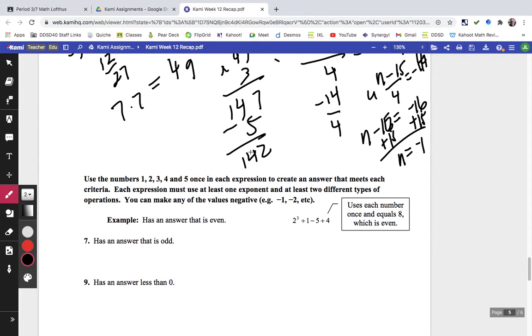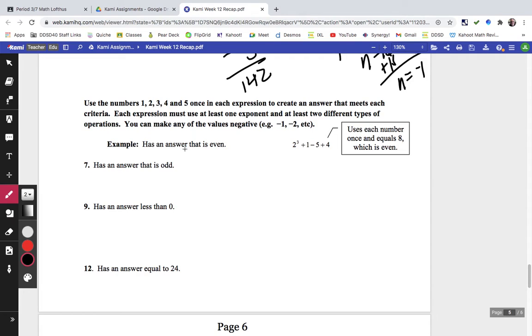Nope, it did not. All right, so we want to use 1, 2, 3, 4, and 5, and we want an odd answer. So we could do, and we need an exponent. So let's do this. Let's do 1 to the 5th power plus 2 minus 3 plus 4, and we'll just see where we're at. So this is 1 plus 2 minus 3. So this one's even.